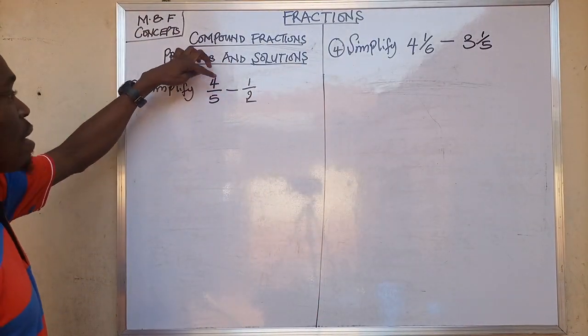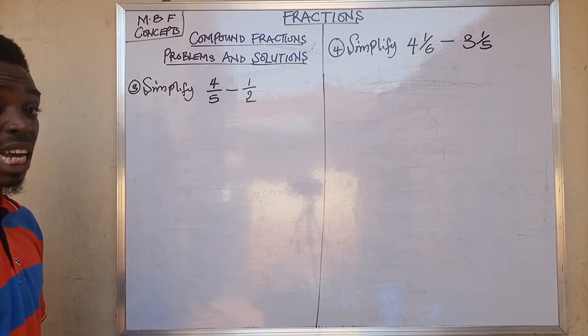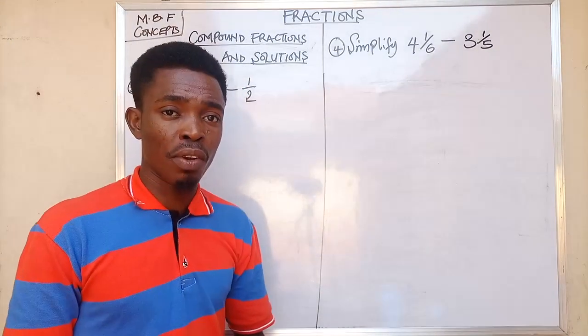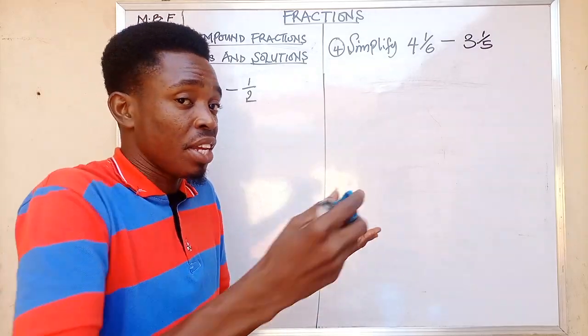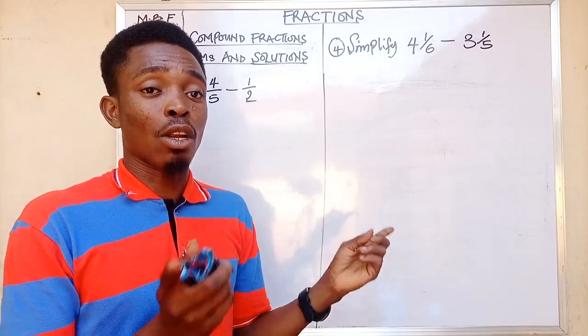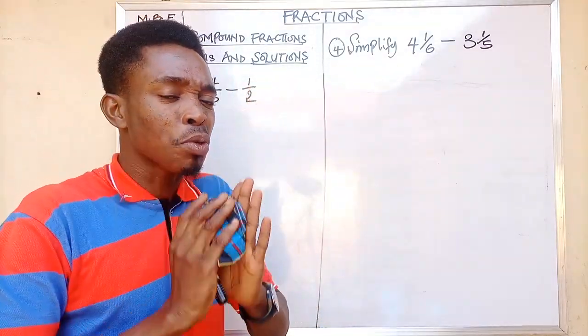We have it to be question number 3. We are asked to simplify 4 over 5 minus 1 over 2. Guys, the same thing we did while we were solving with addition, the same thing is applicable here. Only that instead of adding, we subtract. So the same process is applicable.